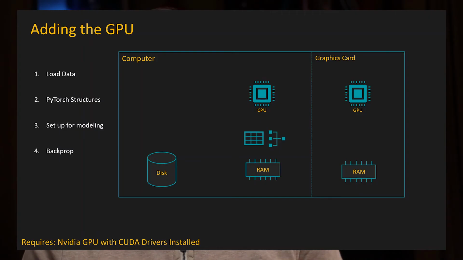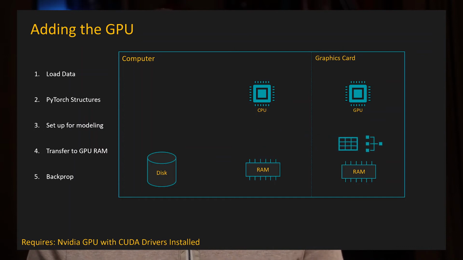So conceptually, these are the changes we need to make. Instead of doing backpropagation as step 4, we move that to step 5. And step 4 is we transfer all the data and all the models onto the GPU. So we have to move those things into RAM on the GPU, and then we do the backpropagation on the GPU, create the model there, and transfer it out of the GPU to do the testing that we need to do or to use it later on.